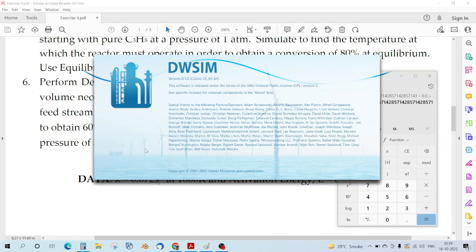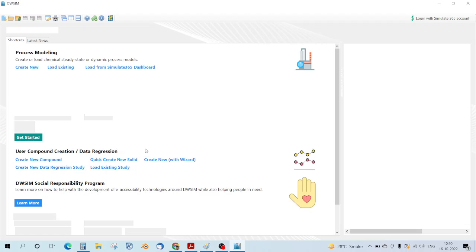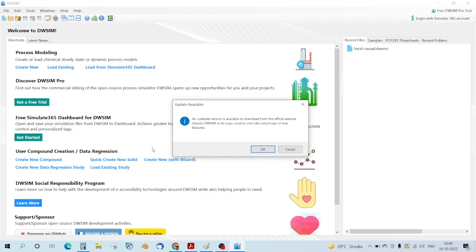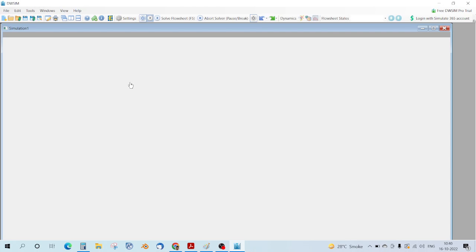This amount of calculation you have to do by yourself. Or you can change the feed, but it's a simple calculation, so it won't take you much time. Else you have to just assume a feed and try it out, but that would not be practical here because it will take a lot of time. So let's create a new process simulation.